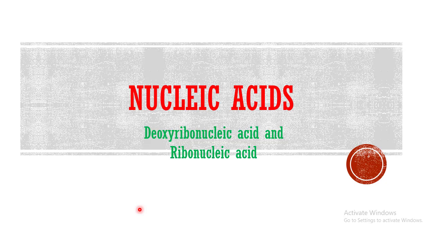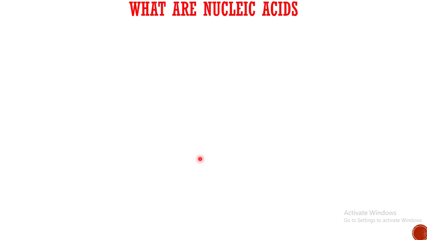From this video, we are going to start our discussion on the nucleic acids. Now, these nucleic acids usually come in two varieties, the deoxyribonucleic acid and the ribonucleic acid. So we are going to have a detailed discussion on both the deoxyribonucleic acid and the ribonucleic acid. So the first thing is, what are nucleic acids?